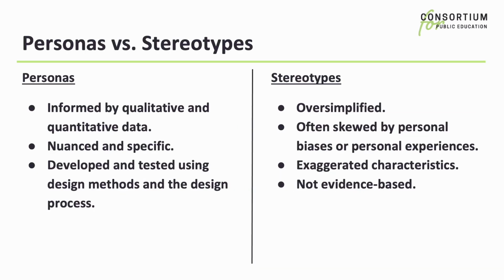Let's compare personas versus stereotypes. Personas are informed by qualitative and quantitative data. They are nuanced and specific, and developed and tested using design methods and the design process. Whereas stereotypes are oversimplified, often skewed by personal biases or personal experiences, exaggerated characteristics, and not evidence-based.